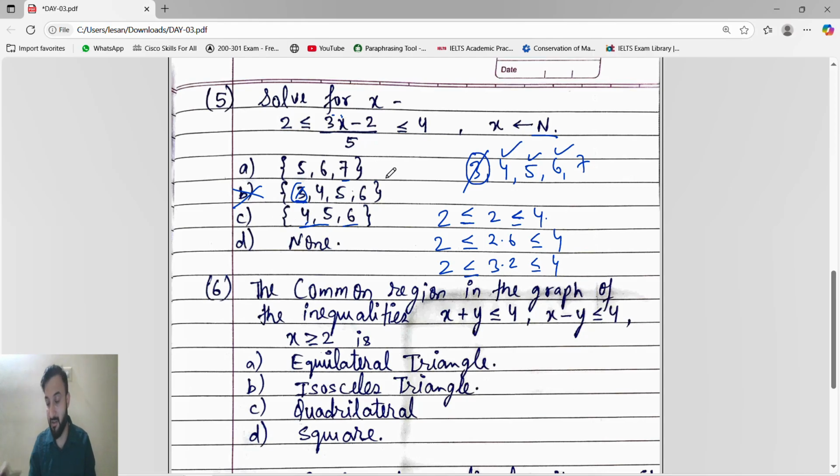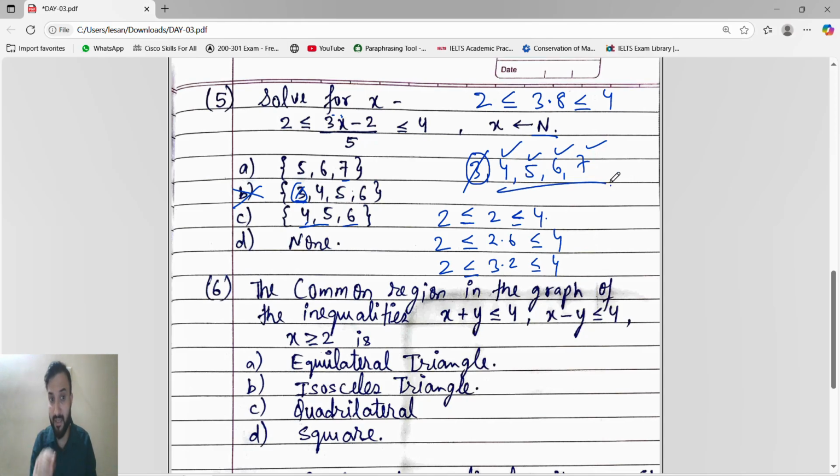Let's see 7. 4, 5, 6 are fine, so don't take those. See 7. This is a tricky question, guys. For 7: 2 is less than or equal to, 7 times 3 is 21, 21 minus 2 is 19, 19 divided by 5 is 3.8. Now 4 is greater than 3.8, yes. 3.8 is greater than 2, yes. So 4, 5, 6, 7 are all satisfying.